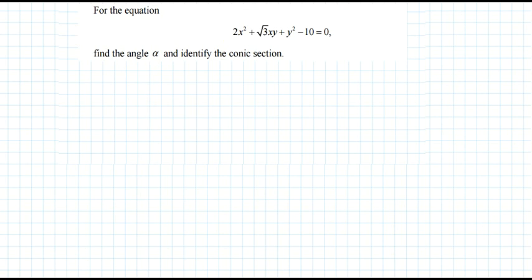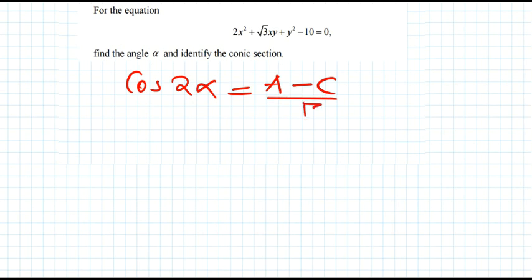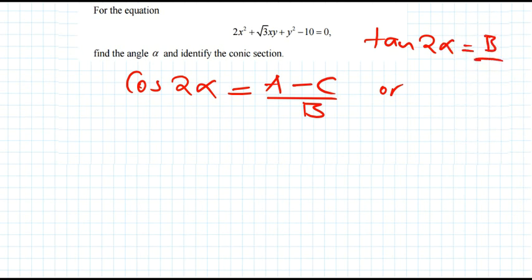So the way we find the angle theta is in two ways. You can either use cosine 2 alpha, this is a double angle, (a minus c) over b, or you can use tan 2 alpha is equal to b over (a minus c). Now some of you are already asking the question, what do the constants a, b, and c represent?